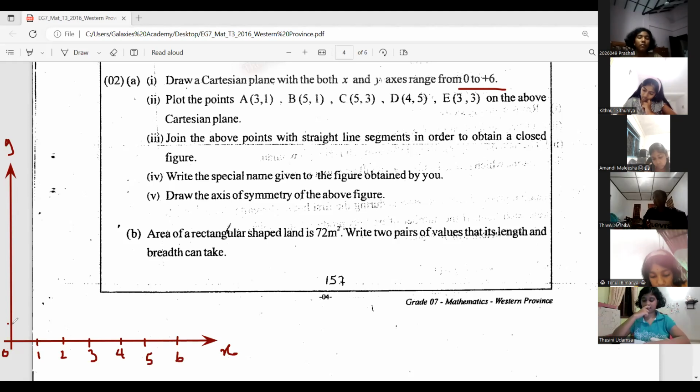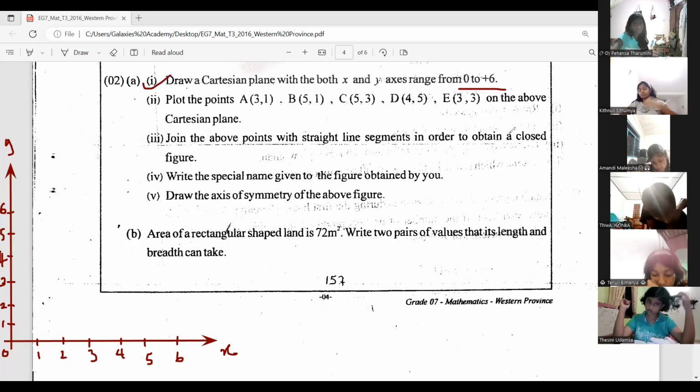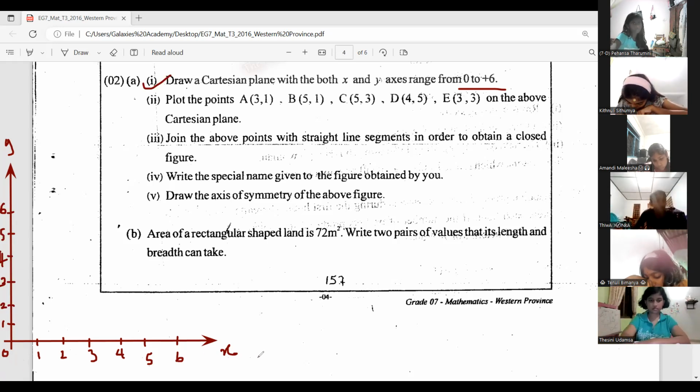Then also y axis 1, 2, 3, 4, 5, 6. Right, the first one is complete, no? First part you have to draw the two axes and mark each axis from 0 to 6.